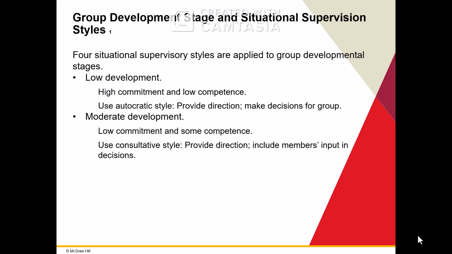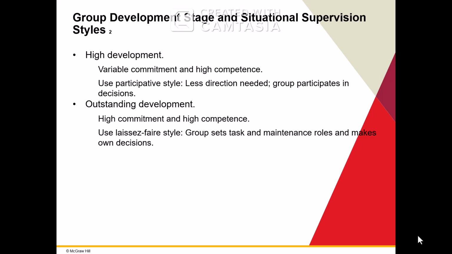Then in the groups who are moderately developed, maybe low commitment and some competence we have among the team members or individuals. So the best style is consultative, to provide direction and include members' input in decisions. So we consult the members. Then in a highly developed group, variable commitment and high competence we have among the team members. So the best style is participative, so less direction is needed and group participation is very important, so we let the group participate in decision making.